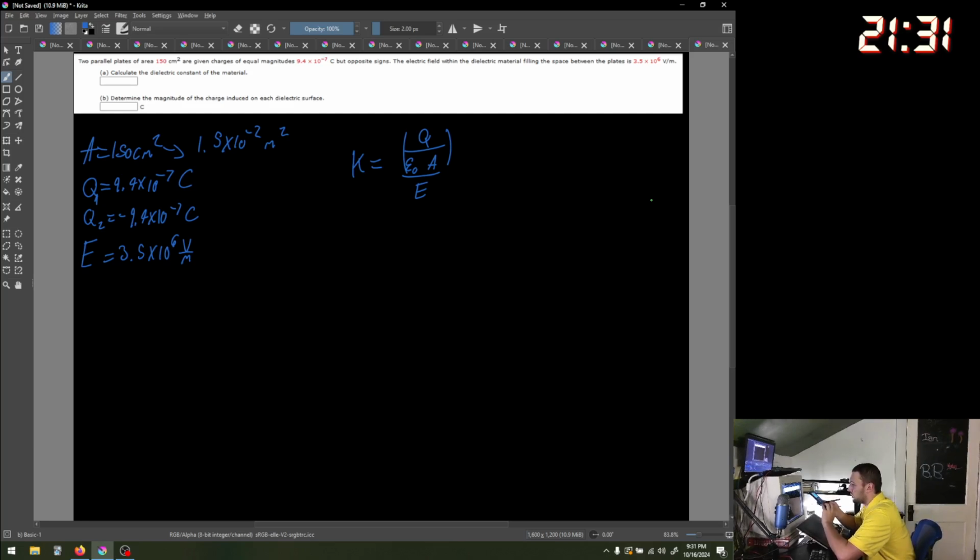We have a Q of 9.4 times 10 to the negative 7. Epsilon 0 is 8.85 times 10 to the negative 12. And the area here is 1.5 times 10 to the negative second. And then our E is 3.5 times 10 to the sixth. Where K equals 1.089.